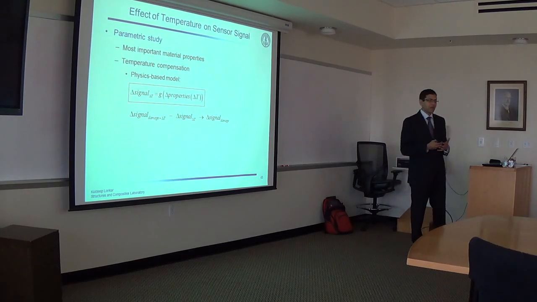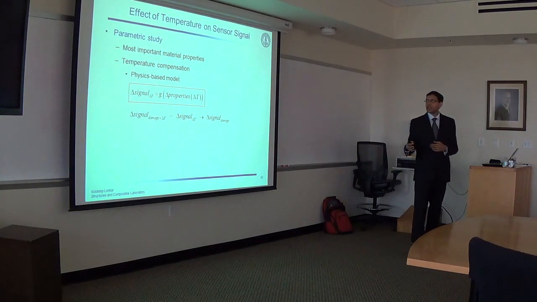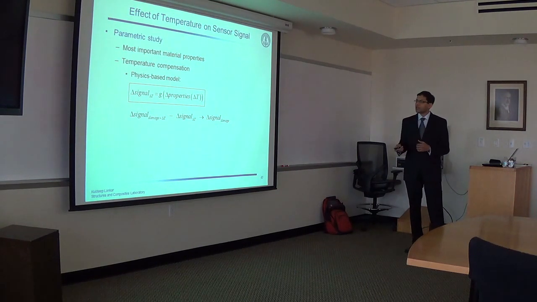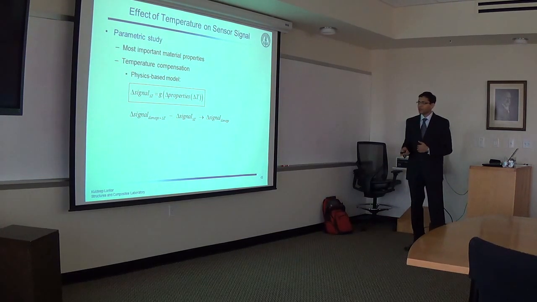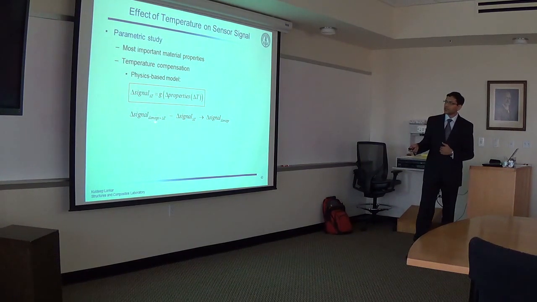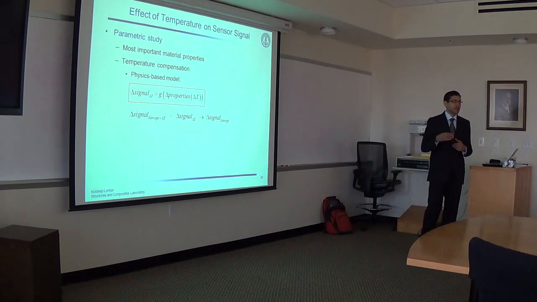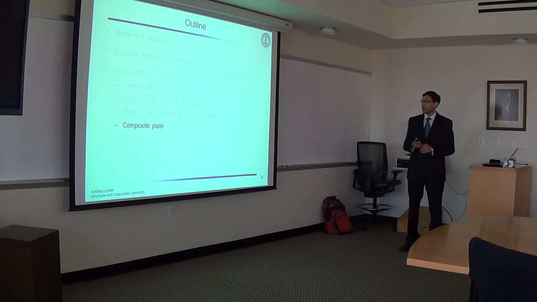So why do we need these parametric studies? Using this parametric study, we can develop a compensation model to improve the accuracy of diagnostics. So we can relate the change in the sensor signal because of change in temperature to the change in material properties with temperature. So for a given sensor signal, which has the effect of both damage and temperature, we can remove the effect of temperature and get the effect of damage alone. And using that in diagnostics, we can improve the accuracy and avoid false positives.